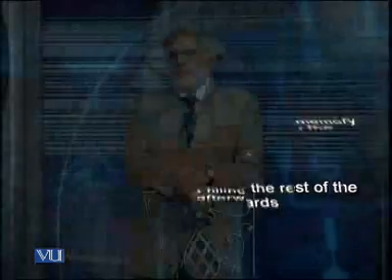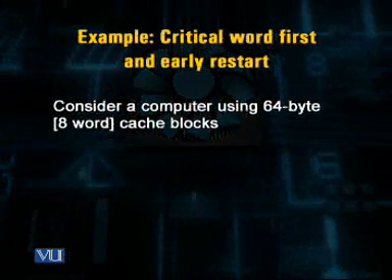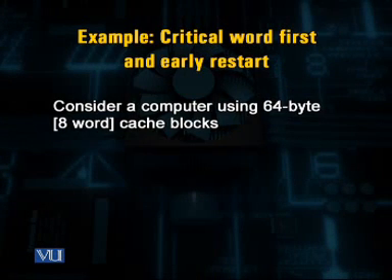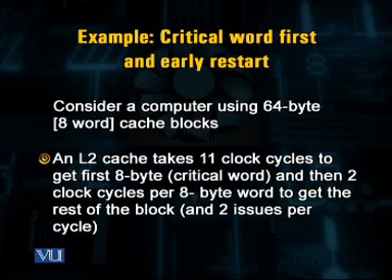Now, in order to understand the basic concept of critical word first and early restart, consider a computer using 64-byte or 8-word cache blocks, and an L2 cache that takes 11 clock cycles to get the first 8 bytes, that is the first word or the critical word, and then it takes only 2 clock cycles per 8-byte word to get the rest of the block, and 2 issues per cycle are assumed.